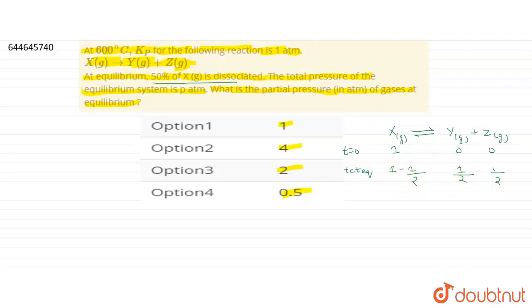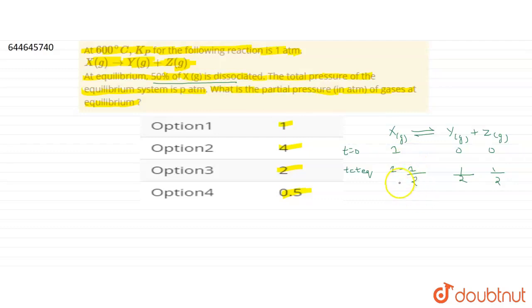We are given in the question that half of the X is dissociated, that is 50% of initial X. We have initial X as 1, so 50% of 1 will be 1 by 2. That means 1 by 2 is dissociated.